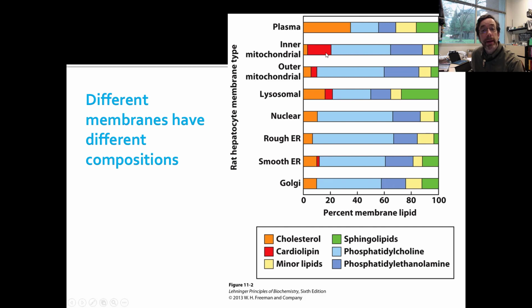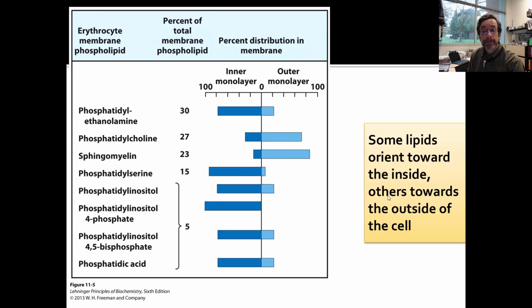If you look at the inner mitochondrial membrane, you can see that there's a lot of red in the inner mitochondrial membrane right here. That turns out to be cardiolipin, which I'll tell you about, why that's in the inner mitochondrial membrane and not really many other places, because it serves a particular function there. So you can have different kinds of membranes with different compositions, and you can quantify that and try to figure out why.